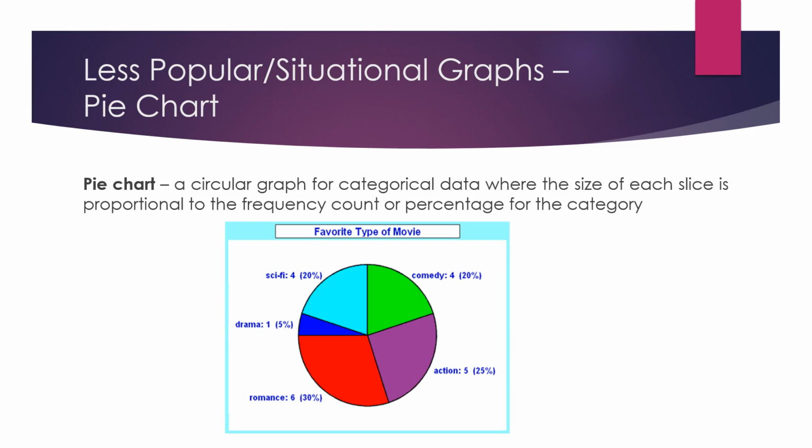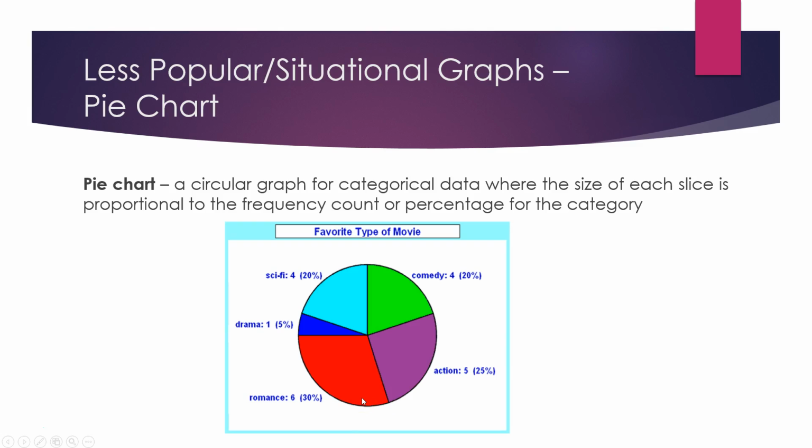So a number of the less popular or situational types of graphs, pie charts are going to be pretty commonly known. I'm not saying that a pie chart isn't a good graph. A pie chart is perfect for when it is applicable. A pie chart is a circular graph for categorical data where the size of each slice is proportional to the frequency count. So 100% is going to be the whole entire circle here. This is 100% of our movies that we've collected. And the size of each slice corresponds with the number of people that responded with that category.